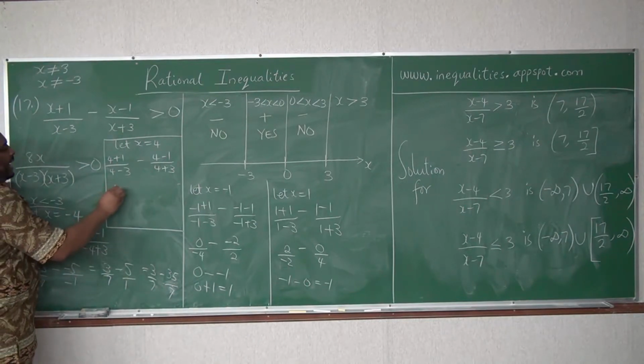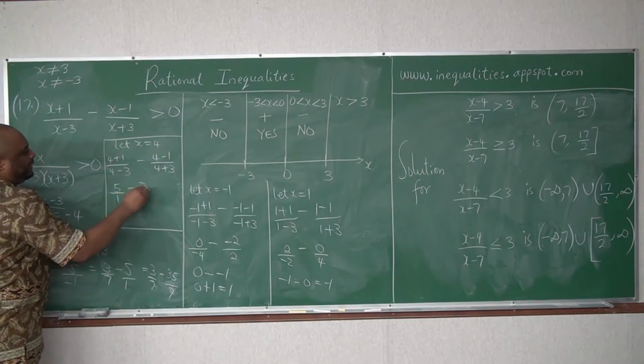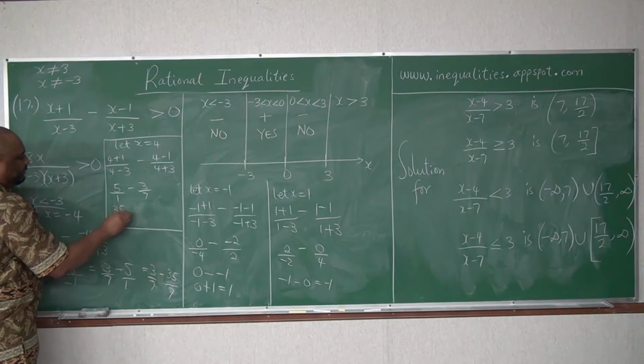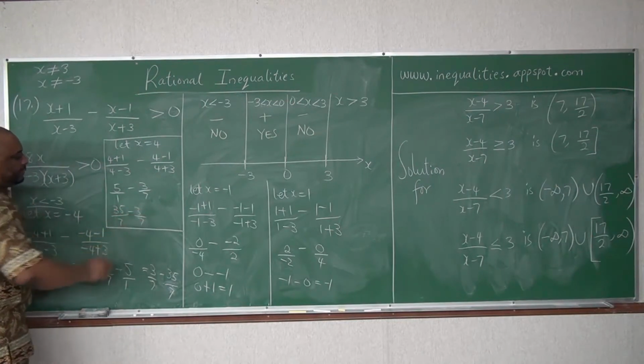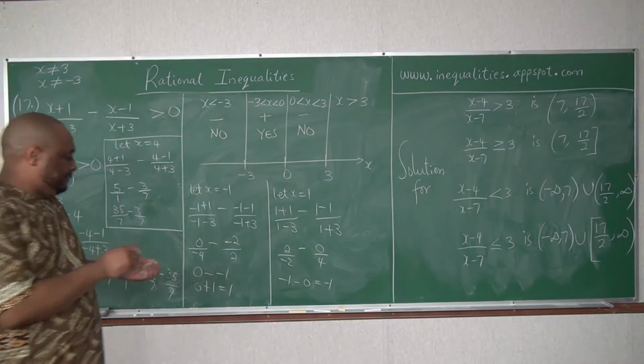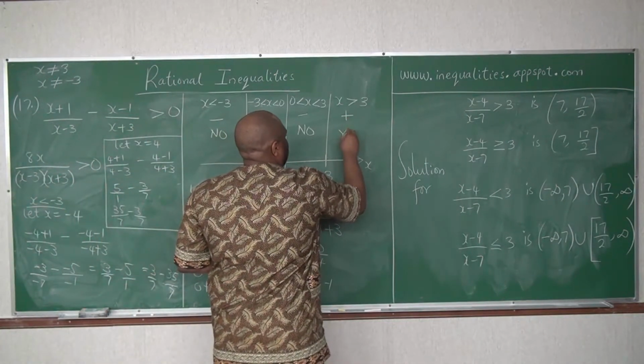So this is 5 over 1 minus 3 over 7. So this is 35 over 7 minus 3 over 7. This is 32 over 7. Gives us positive. And this is yes.